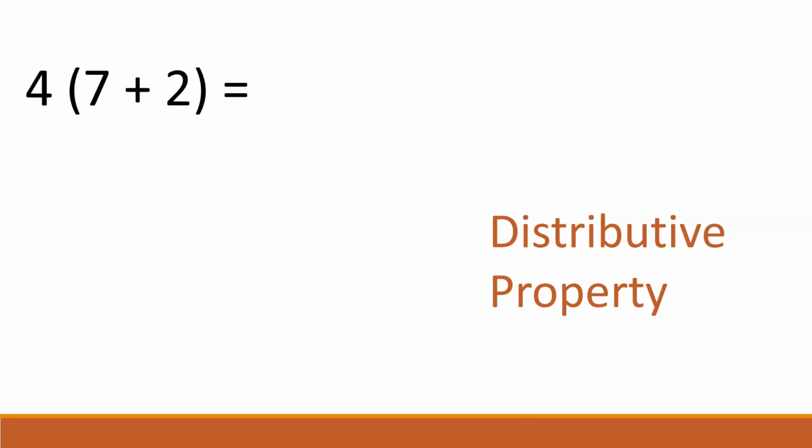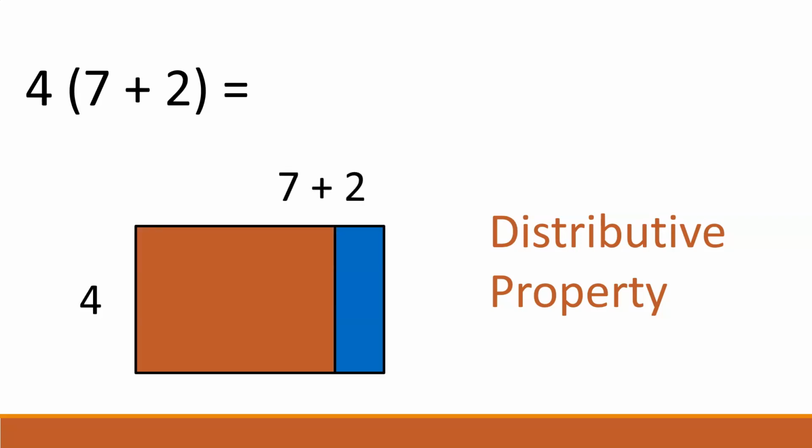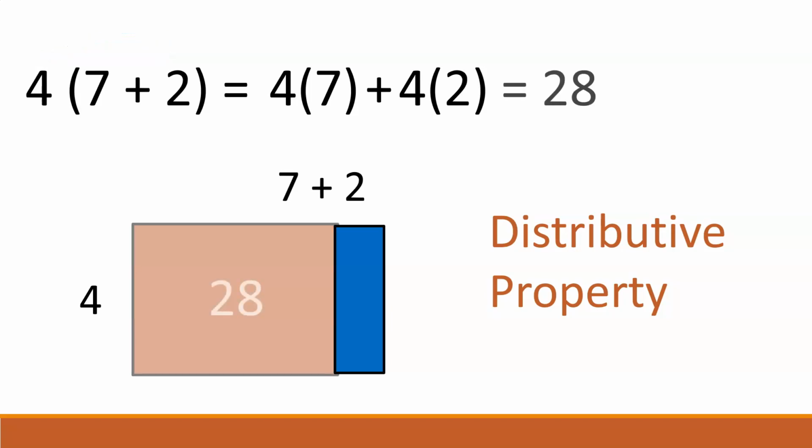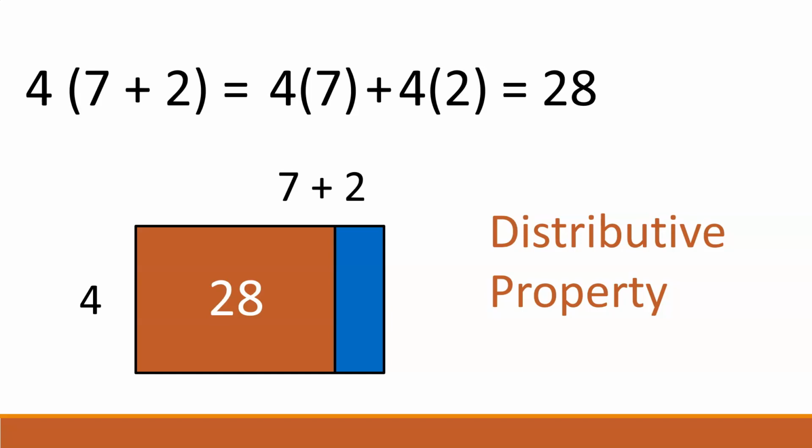Let's look at another example with numbers. 4 times the quantity 7 plus 2. For our model, we would have a rectangle that measures 4 units on one side and 7 plus 2 units on the other side. The orange part of that model has an area of 4 times 7, and the blue part has an area of 4 times 2. We want the total area, so the orange part has an area of 28, and the blue part has an area of 8. So the total area is 28 plus 8, which is 36.